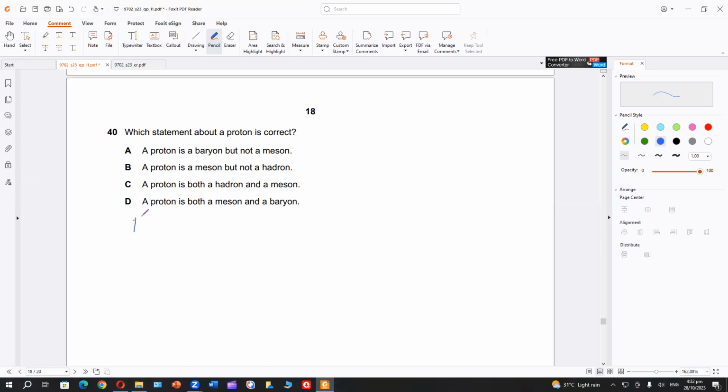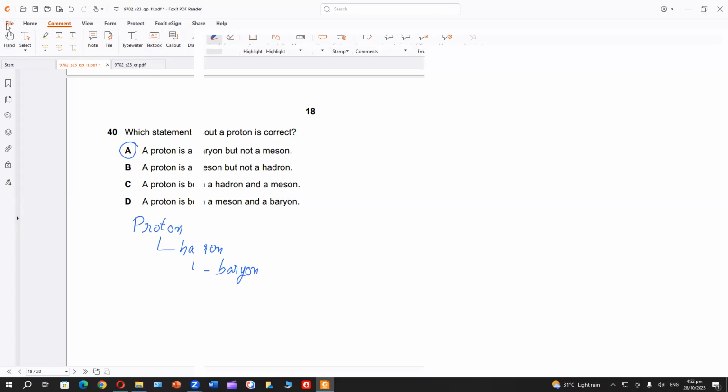If we think about proton, it is a hadron, and within hadron, proton is a stable baryon. Proton is a baryon, but it is not a meson, because meson is a second type of hadron.